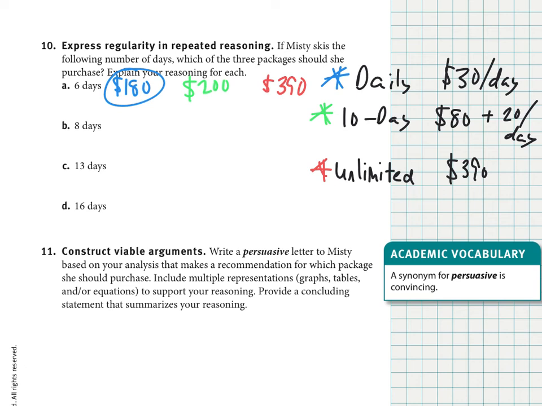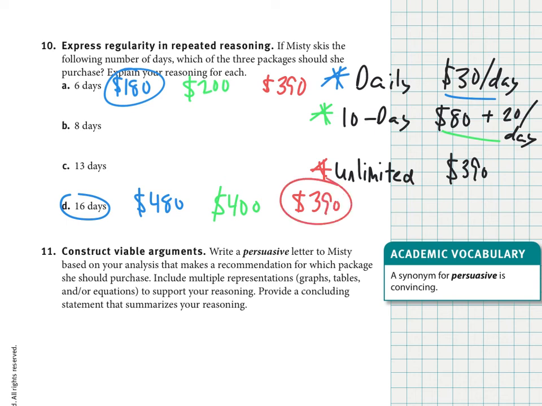But let's look at other days. What if she did, for example, 16 days? Let's just jump down here. So 16 days. If she bought the daily rate, $30 times 16, that's $480. If she did the 10-day option, where she's paying the $80 plus 20 times 16, I'm just calculating that, that ends up being $400. Or she could choose the unlimited option, which of course is always $390. So in this case, it would be smart to get the unlimited option.